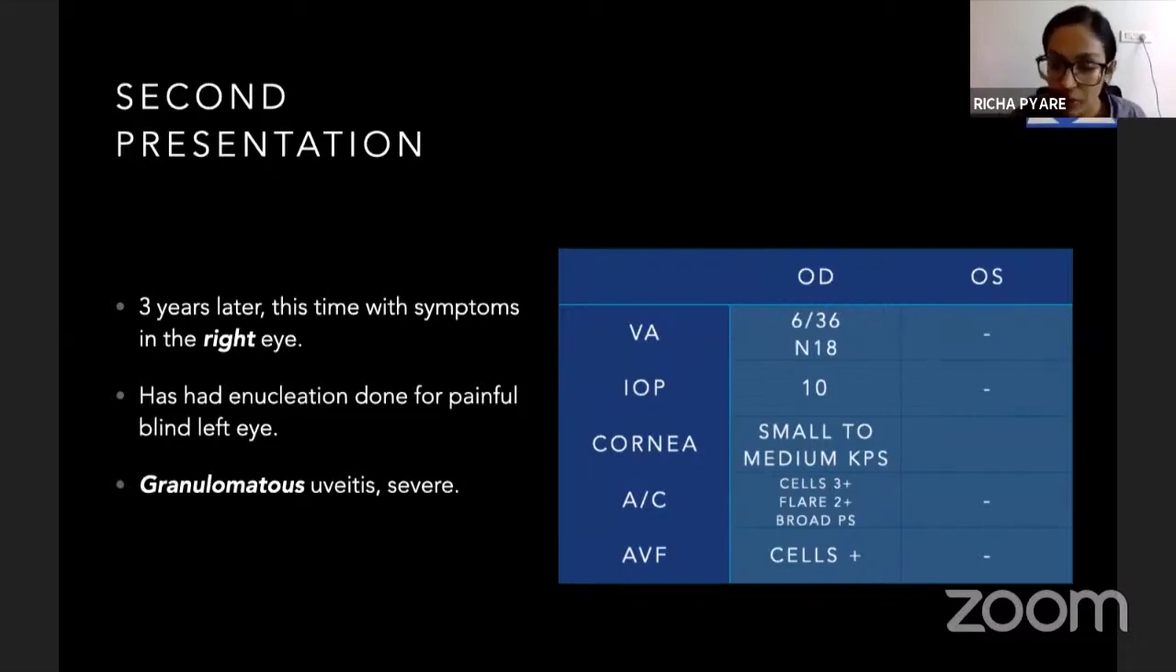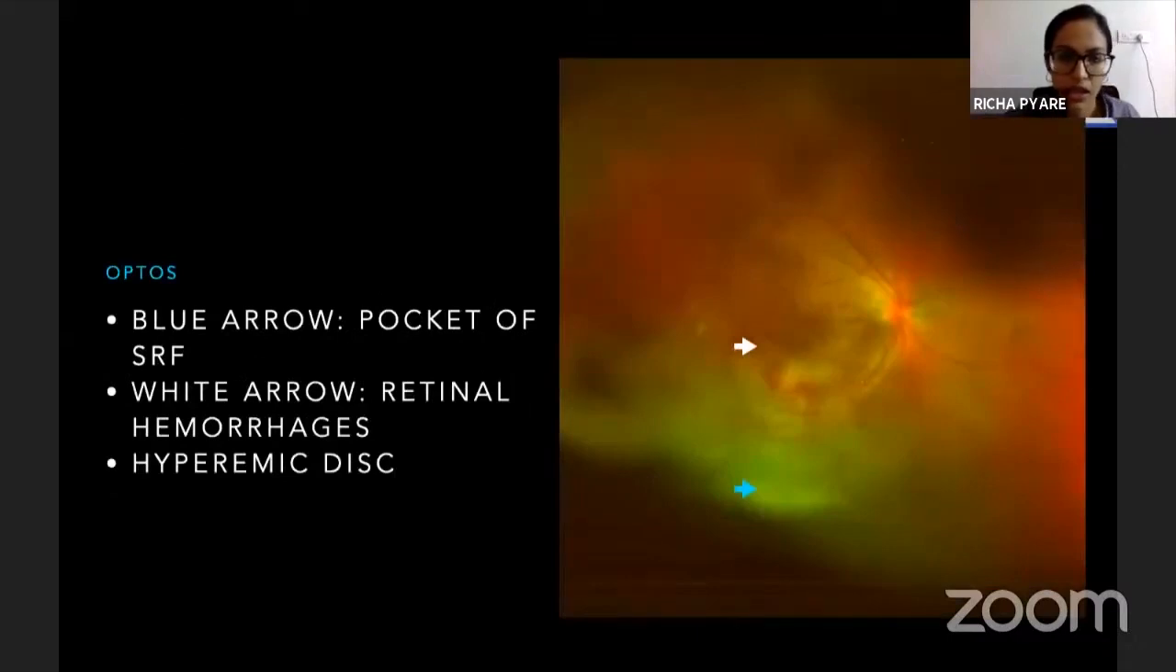There was a granulomatous reaction, KPs on the cornea, broad posterior synechiae, cells and flare in the anterior chamber, as well as in the anterior vitreous space. He had undergone enucleation for the left eye as it had become a painful blind eye. On fundus examination, we have an Optos image which shows hyperemic disc, retinal hemorrhages, and a pocket of SRF, suggesting an exudative retinal detachment.